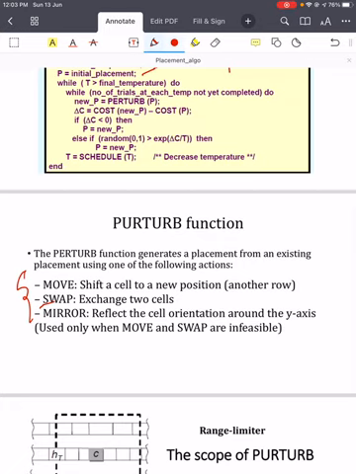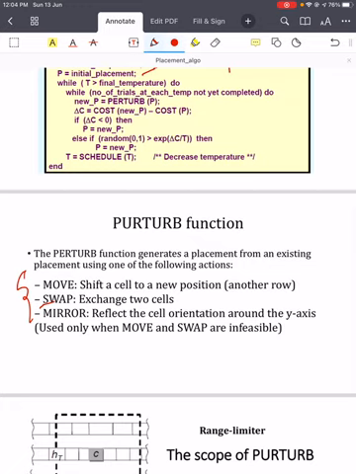Now let's see what the move action is. In a move action, we randomly choose a cell and send it to a new location, meaning a new position in another row. In the swap, we exchange two cells: we randomly select two cells and exchange their positions. These two, move and swap, are the main parts of this function.